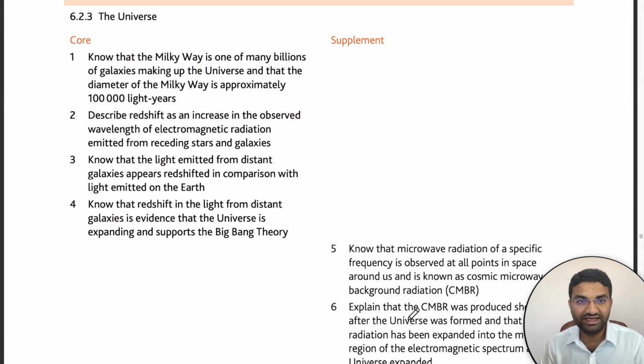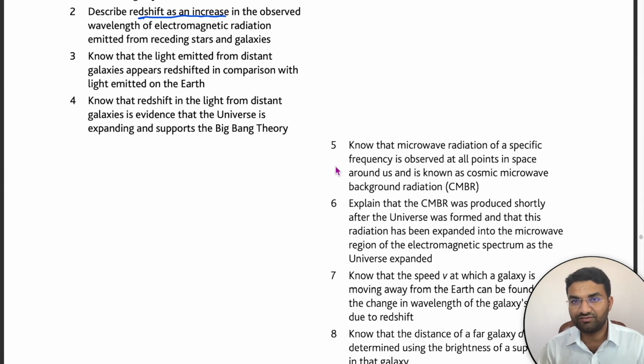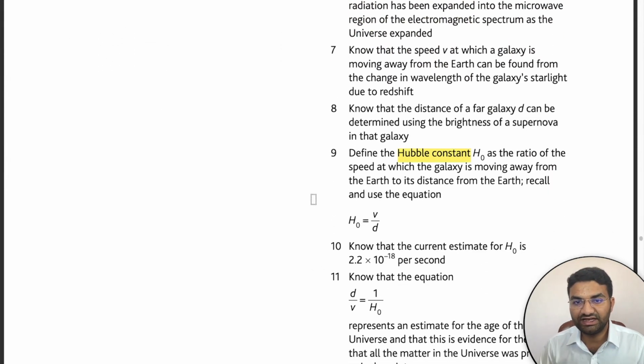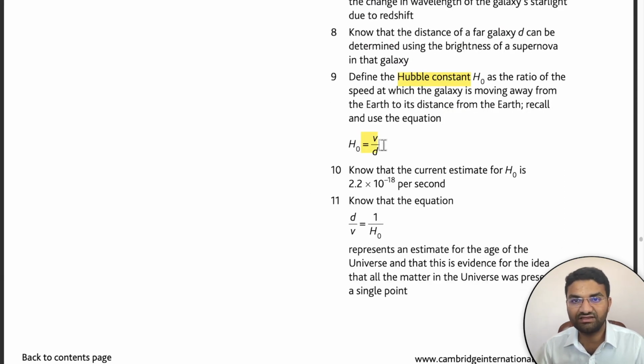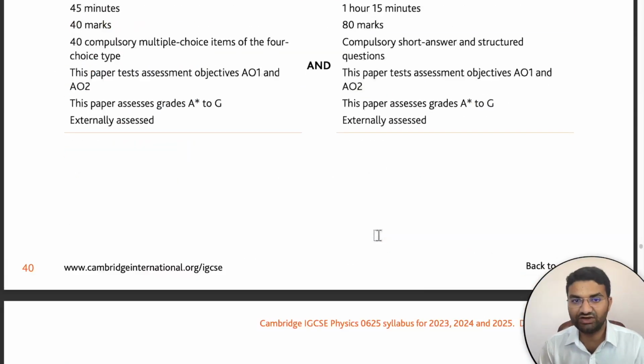Next, the universe. The Milky Way is one of the many billion galaxies making up the universe. So we have to discuss redshift as it increases. Here, for an extended student, you have to understand the cosmic microwave background radiation, CMBR, and concepts relating to it. Then speed, then the Hubble constant. Then some equations are here, and we use these equations to solve some of the problems in the space concept. So these are the concepts for your syllabus.